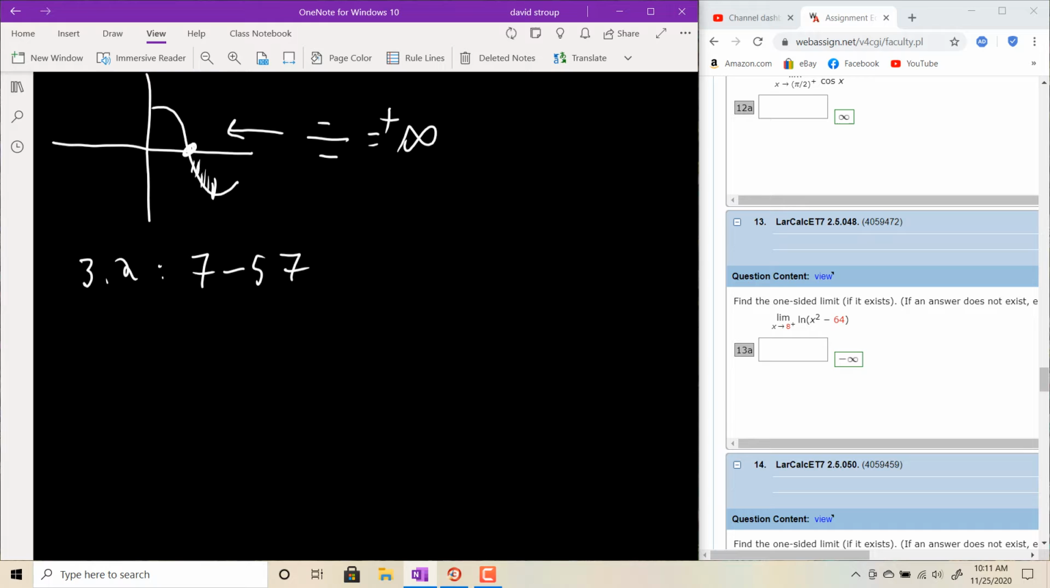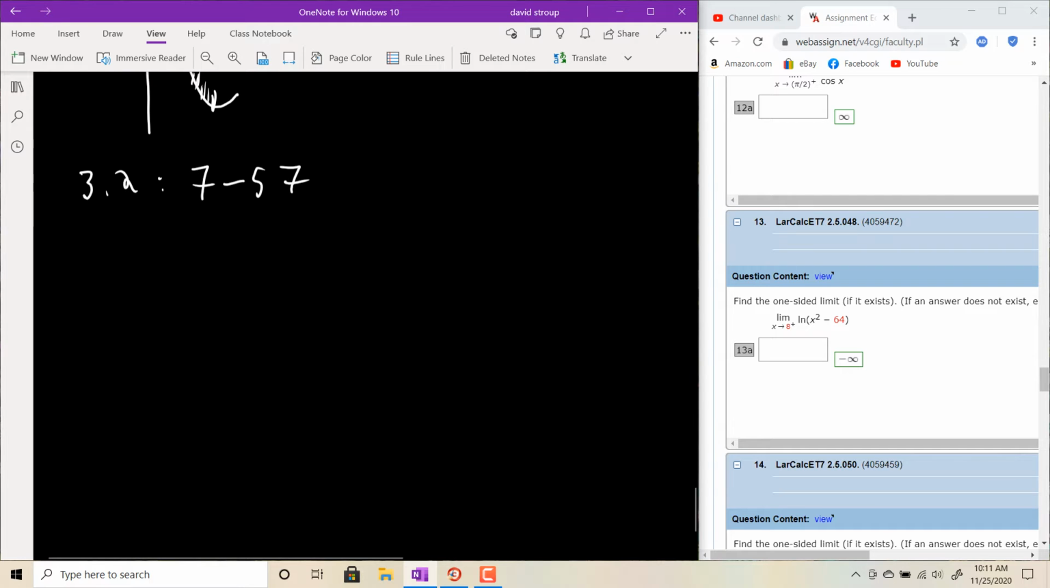Okay, so let me look in the book. I personally think the best place is just to go to the book and read in there. But you should be getting plenty of experience with WebAssign if you're doing your homework. Anyways, 7 to 57, so finding derivatives.